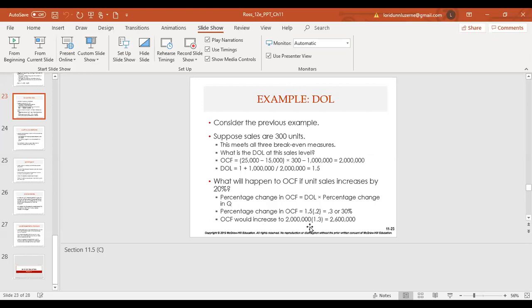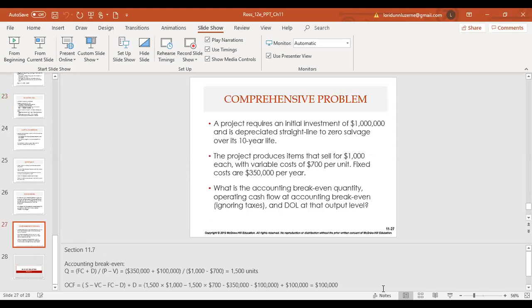Where does the 2 come from? 1.8 is 180% increase. So we would have to take 100,000 would be once, and then add to that 180% increase. So it would be 100,000 times 2.8. So your operating cash flow would increase to 280,000. That wasn't asked, but that's how you would use that.